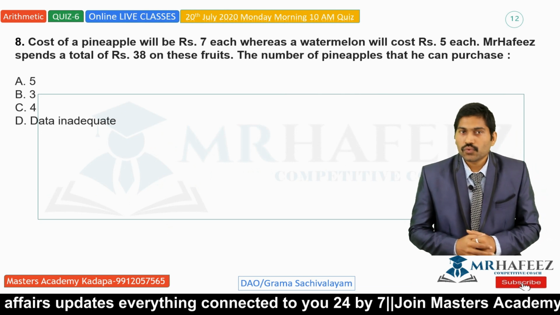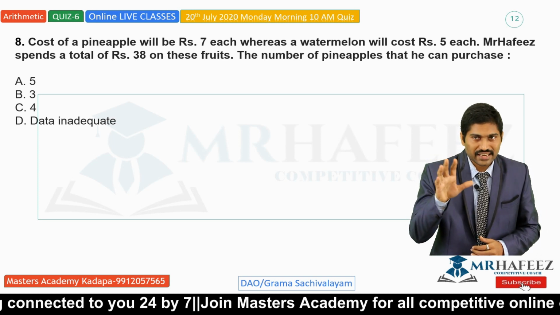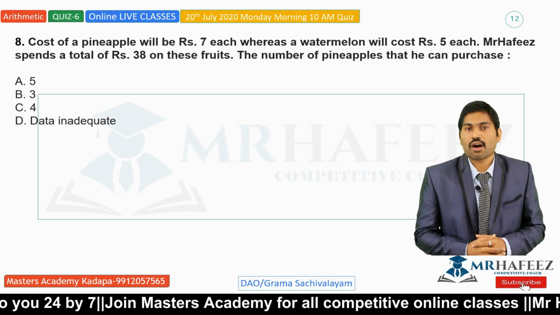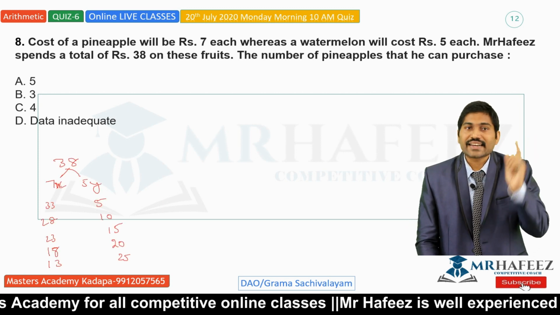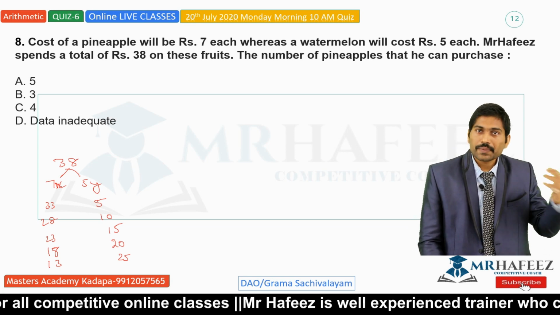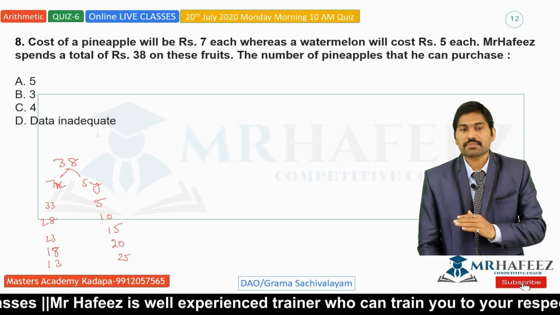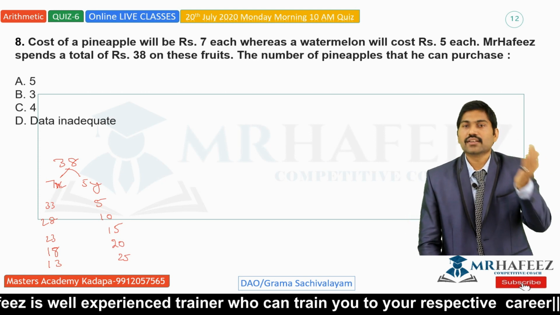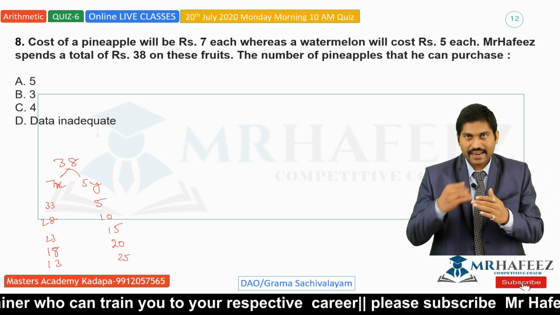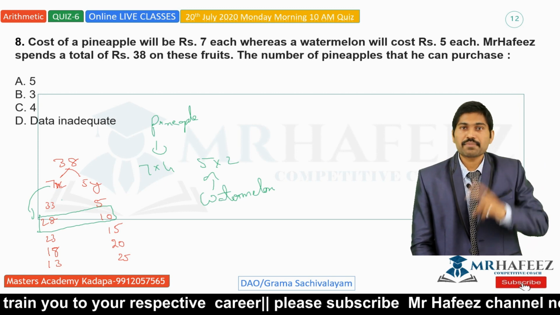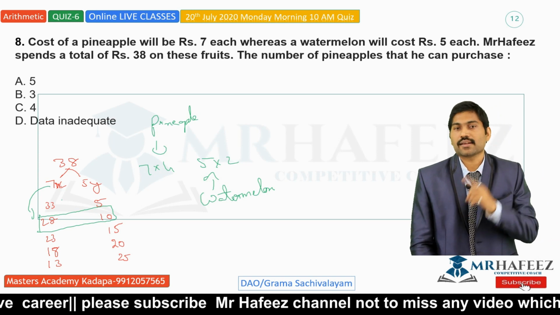Next, 8th question. The cost of a pineapple is 7 rupees each, whereas a watermelon costs 5 rupees each. Mr. Hafiz spends a total of 38 rupees on these fruits. The number of pineapples that can be purchased? If I purchase one watermelon, 5 and 33; if it is 2, 10 and 28; if it is 3, 15 and 23; if it is 4, 20 and 18, like that. But only 28 and 10 works: 7 times 4 and 5 times 2. The only answer is that pineapples are 4.